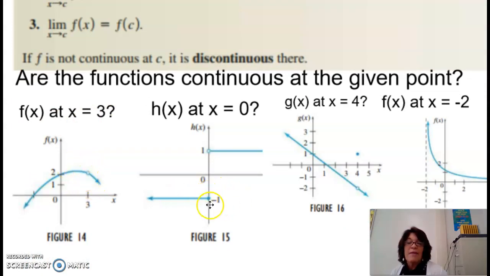This one, hey, you have f of 0. We were checking for around 0. We have f of 0, but the limit doesn't exist. This one, we have f of 4, and the limit exists. They don't equal each other. And this is another example where f of negative 2 doesn't exist.